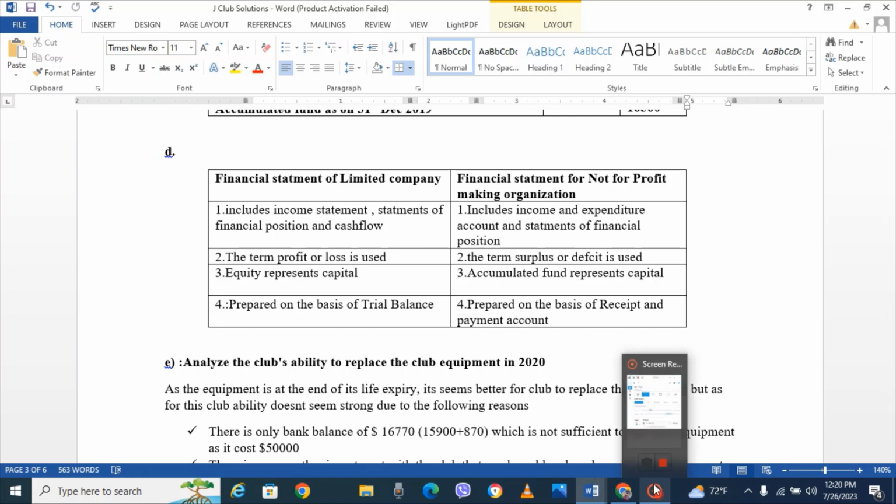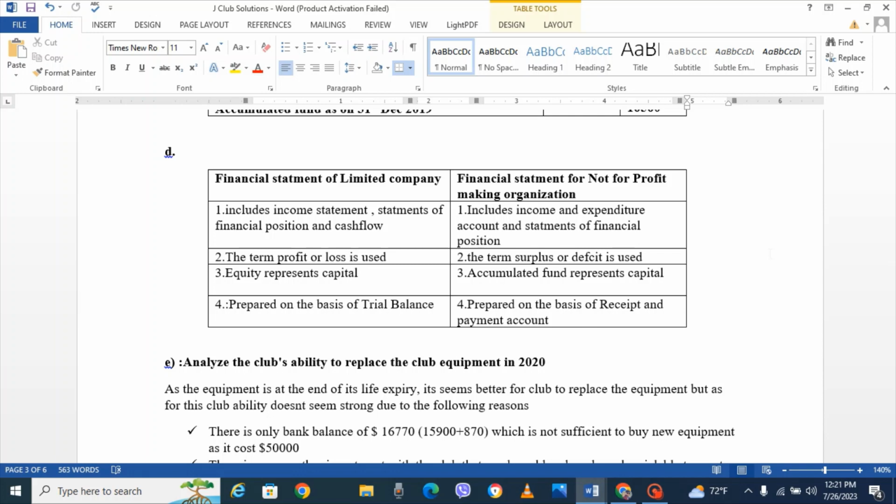The number two difference is that in the financial statement of a limited company, we use the term profit or loss. But under the financial statement of non-profit making organizations, we use the term surplus or deficit. And under the financial statement of a limited company, capital is represented by equity. So equity actually represents the capital, but under the financial statement of non-profit making organizations, we use accumulated funds to represent capital. So in place of capital, we write accumulated fund.